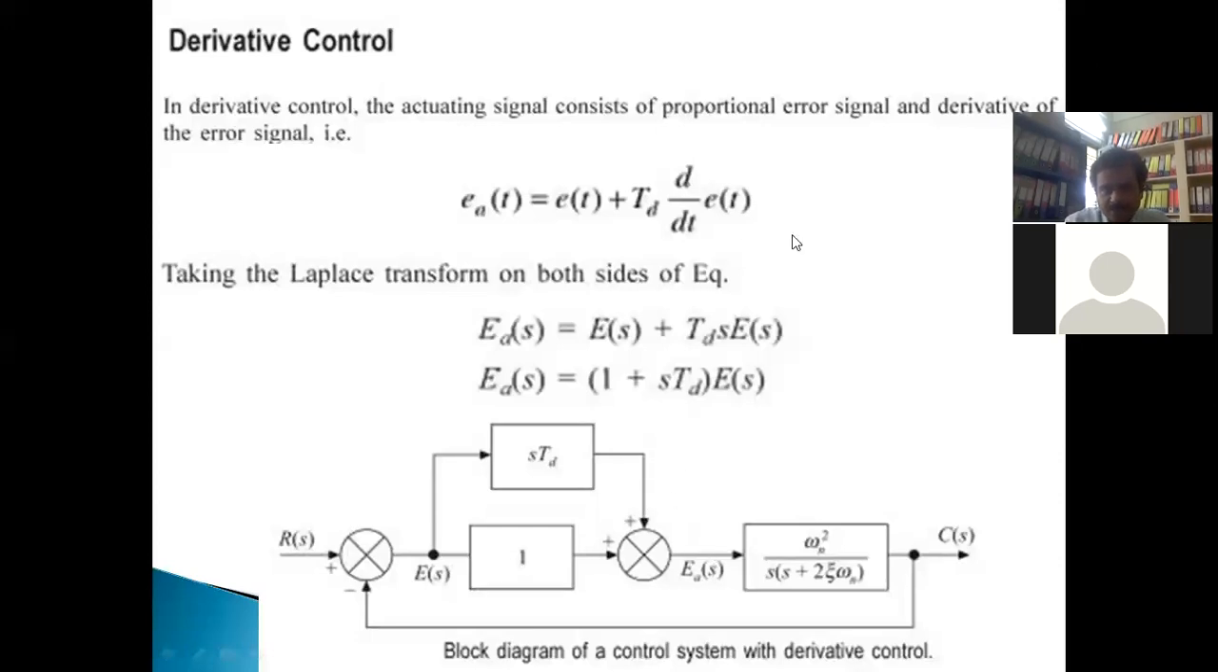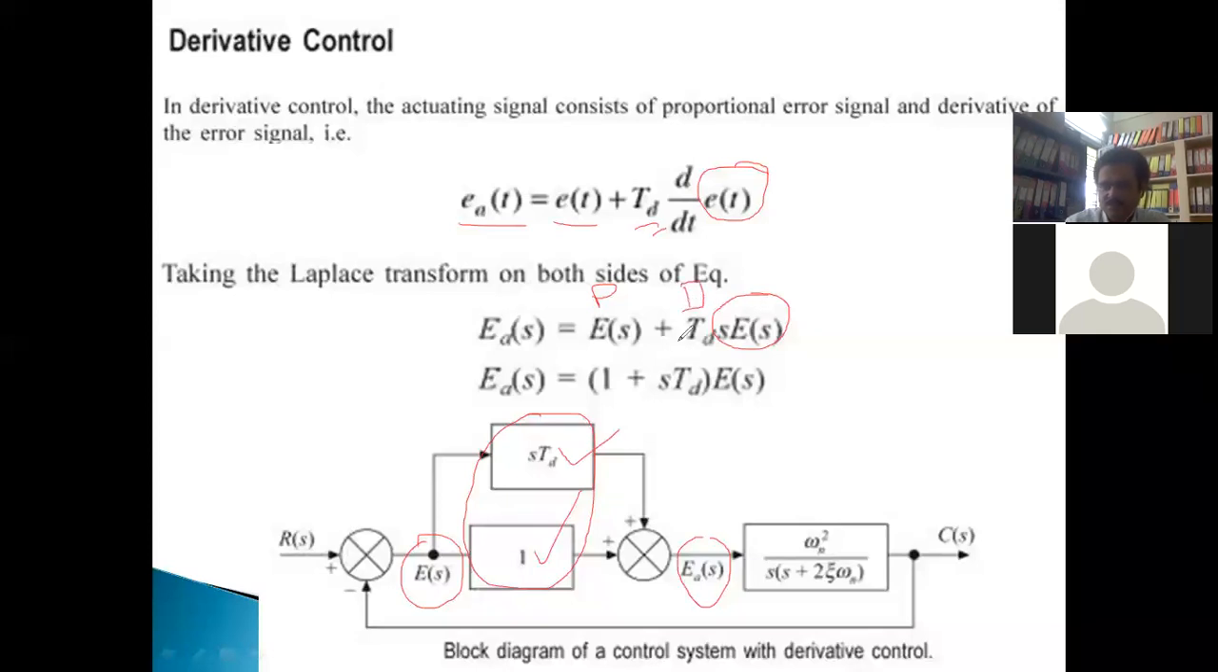Here the actuating signal is directly proportional to the error and to the derivative of the error signal. This is the proportional term and this is the derivative term. So the actuating signal is the error signal plus the derivative of the error signal. The derivative of the error signal means d by dt, multiplied by some constant value Td. If we take Laplace transforms, d by dt of e of t is equal to s into E of s. So here this is proportional and this is derivative.